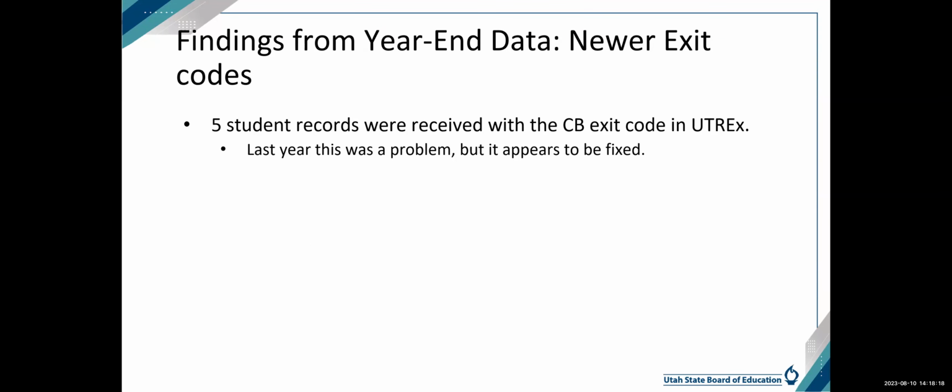And then there's an exit code of CB. This is not new this year, but there were 5 student records that were received with the CB exit code in UTREX. Last year, there was a problem with fatal errors on the CB exit codes, but it has been fixed.